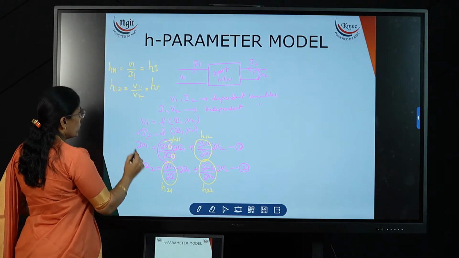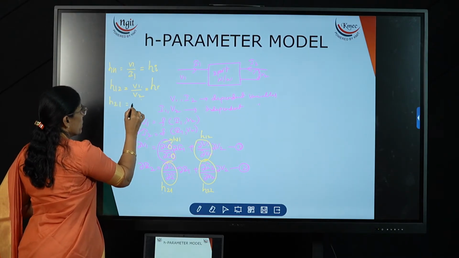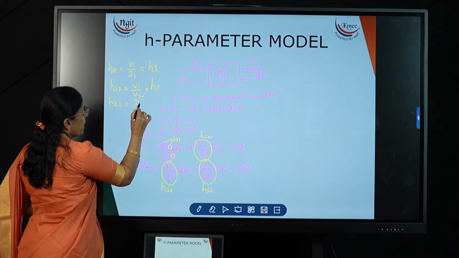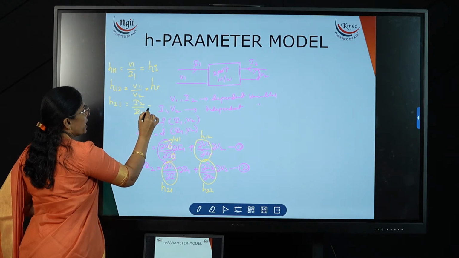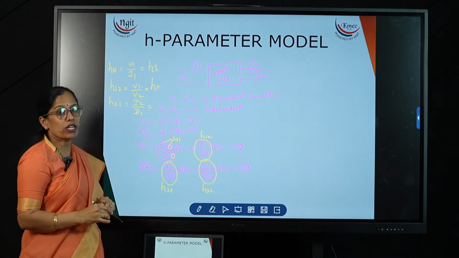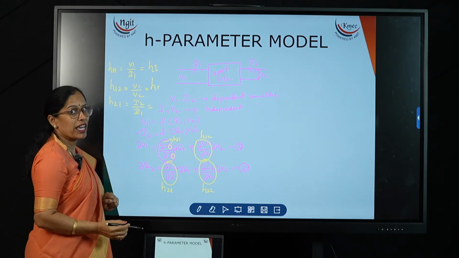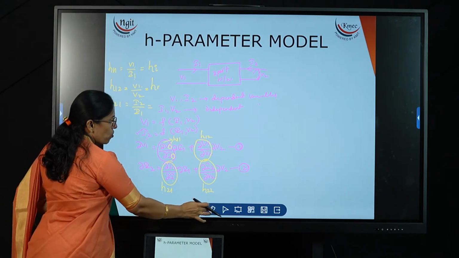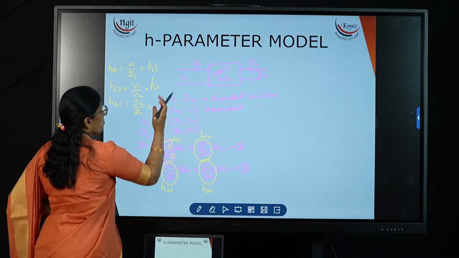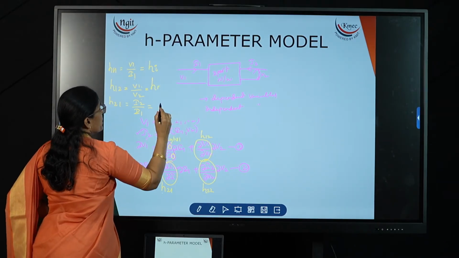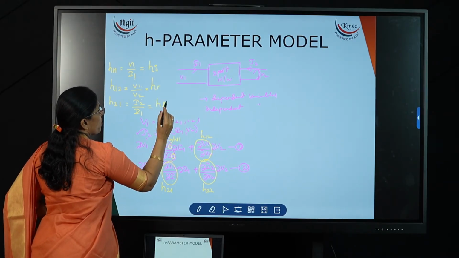Similarly, H21 is nothing but I2 divided by I1, which is output current divided by the input current. So this is nothing but a gain. So we are representing it as a forward gain, HF.